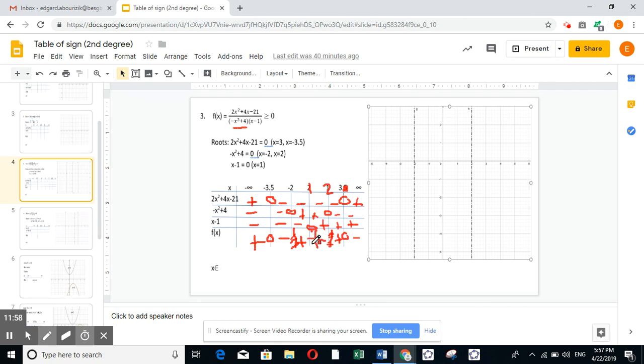So I have vertical asymptote at minus 2. I have a vertical asymptote at 2, and I have a vertical asymptote at 1. This is minus 2, this is 2, and this is what? And also at 1. Concerning the roots, I have a root at minus 3.5 here, and I have a root at 3. So let us start the graphing.